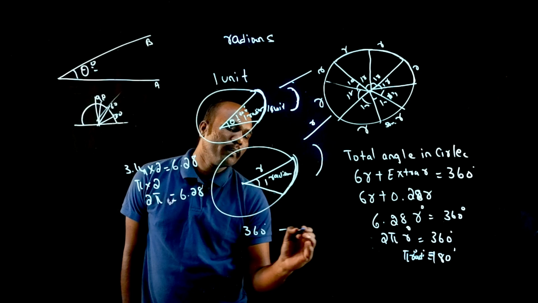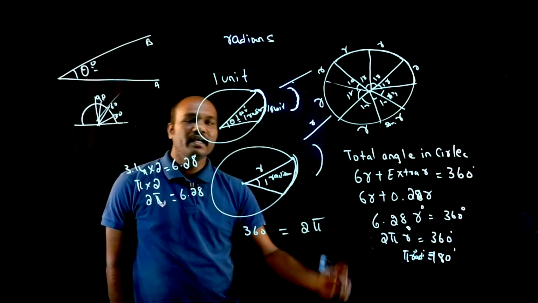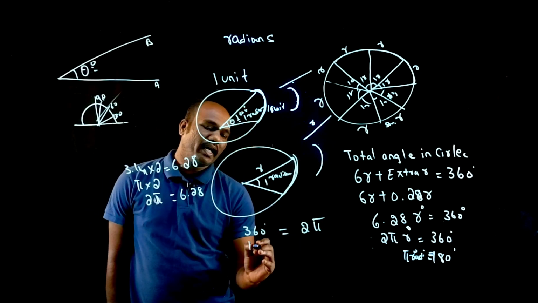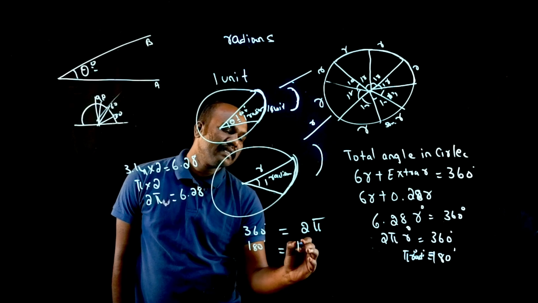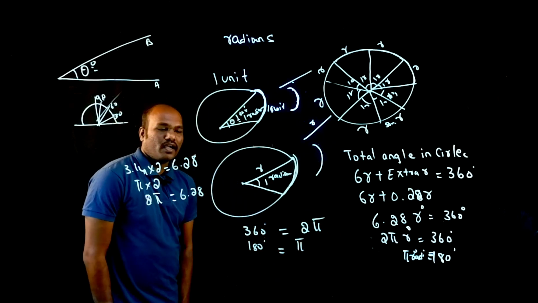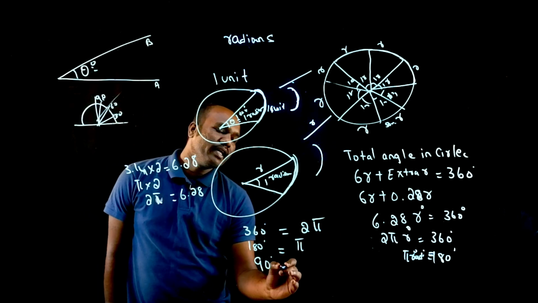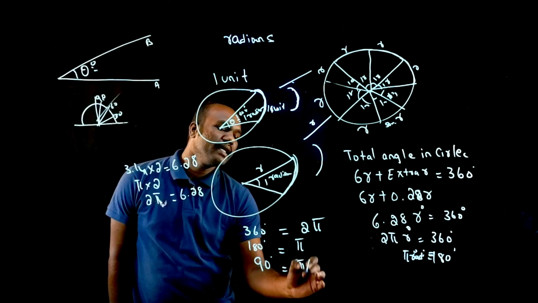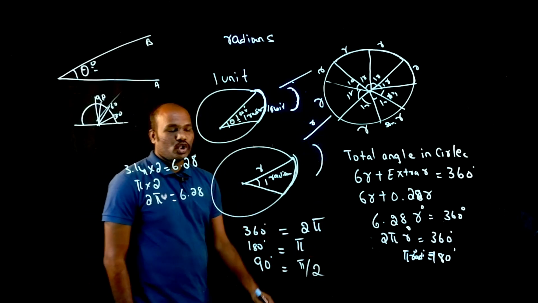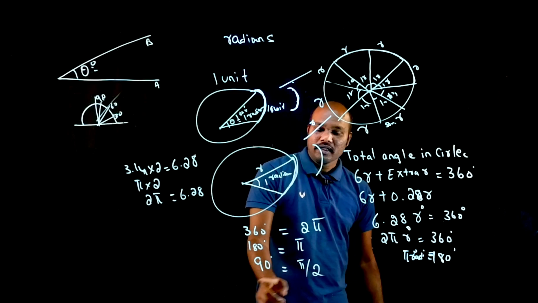360 degrees means how many radians? 2 pi radians. If it is 180 degrees, how many radians? Pi radians. If it is 90 degrees, how many radians? Pi by 2 radians.